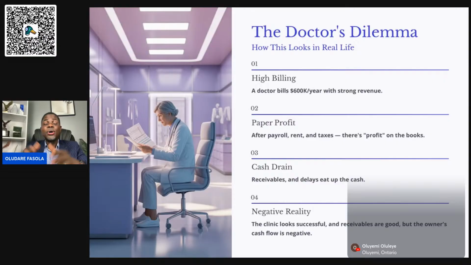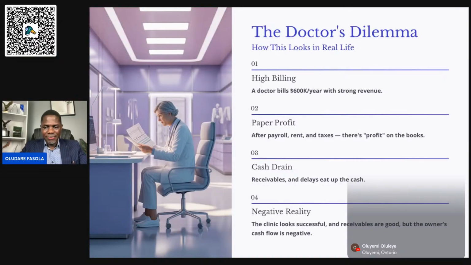You go to the bank, and they see you're profitable. If they want to give you facilities, what they will request is your financial report, and they will analyze it. If you are profitable, then it might be good for some financing. But receivables and delays eat up the cash.